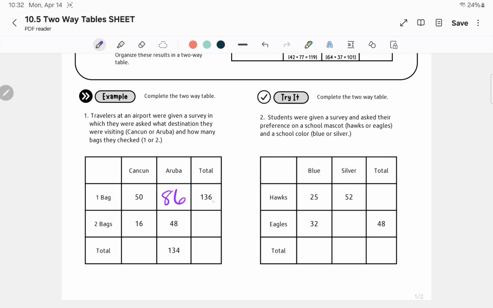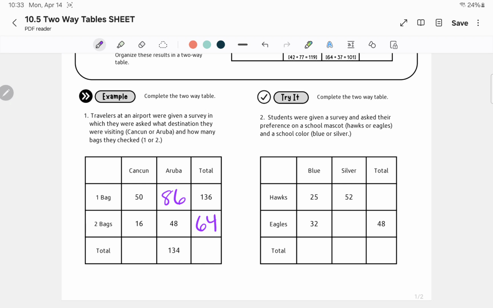So if we're missing a total, we can basically be adding. But if we're missing something on the inside, these inside boxes, we're going to be subtracting the total minus the other part. Let's look at the second row. It says 2 bags, and there are 16 people going to Cancun with 2 bags and 48 people going to Aruba with 2 bags. So how many total are checking 2 bags? We're going to be adding them. 16 plus 48 is 64.